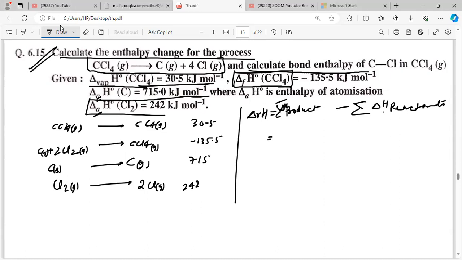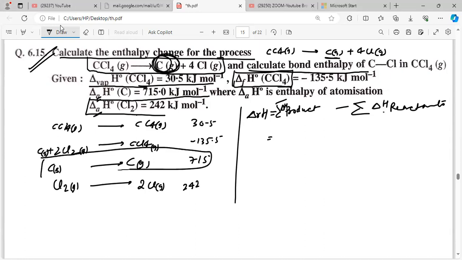Now, what are the products in the required reaction? Carbon gas is there, right? The required reaction is CCl4 gas converting into C gas plus 4Cl gas. So the products are C gas, what is the value of C gas? Can you see? This is the value of C gas, so it is 715. Yes or no? Yes, sir.